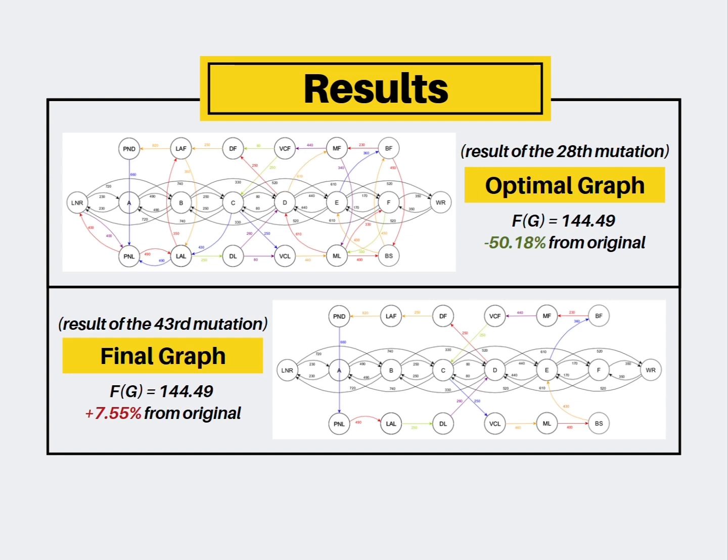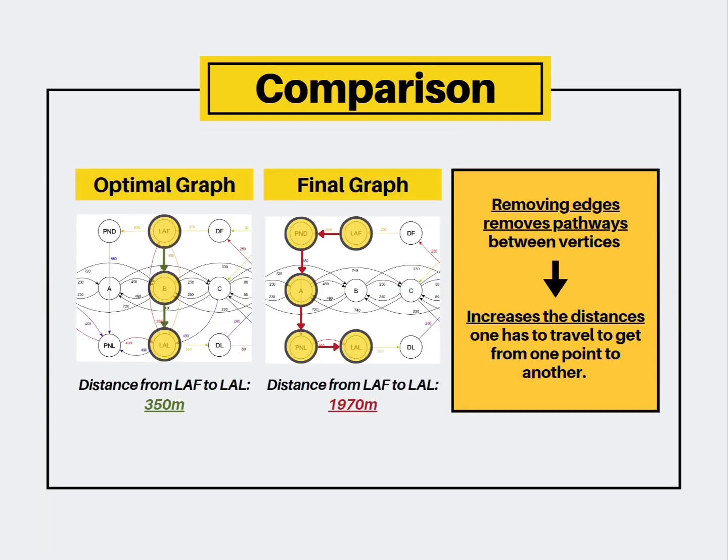But why did the final graph have a higher f of g? The example on the left shows how removing edges removes pathways between vertices and thus increases the distance one has to travel to get from one point to another.